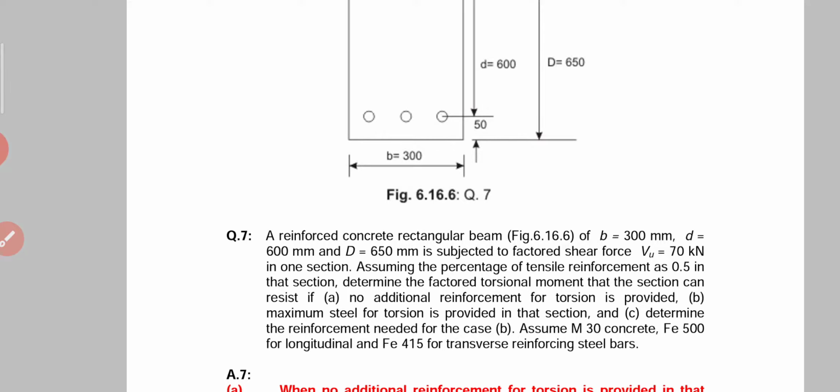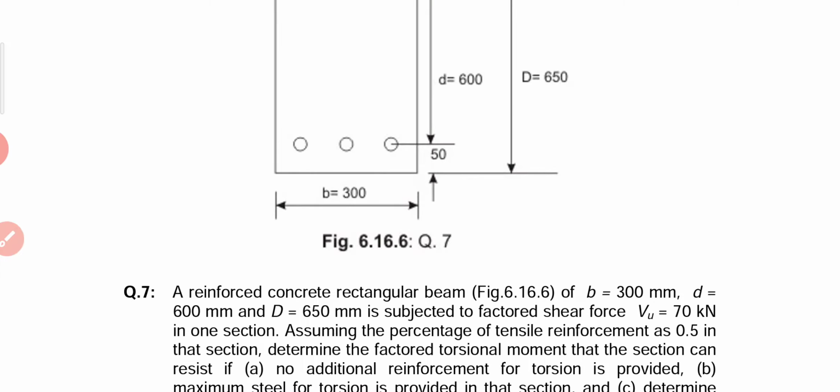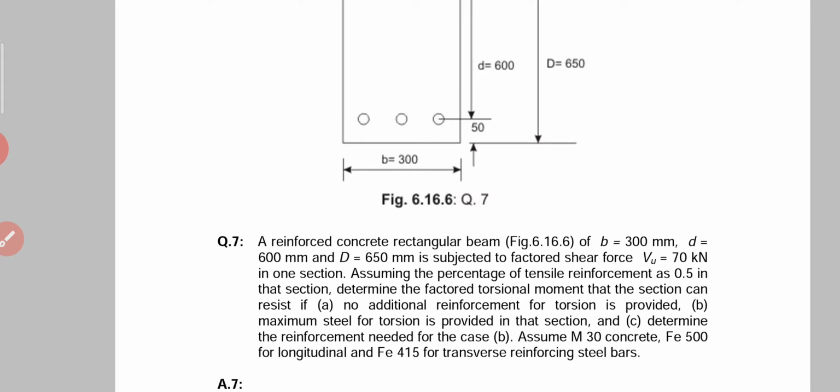In that section, determine the factored torsional moment that the section can resist in these three conditions: first, if no additional reinforcement for torsion is provided; second, if maximum steel for torsion is provided in that section; and third, determine the reinforcement needed for the case B. Assume M30 concrete and Fe 500 for longitudinal and Fe 415 for transverse reinforcing steel bars.